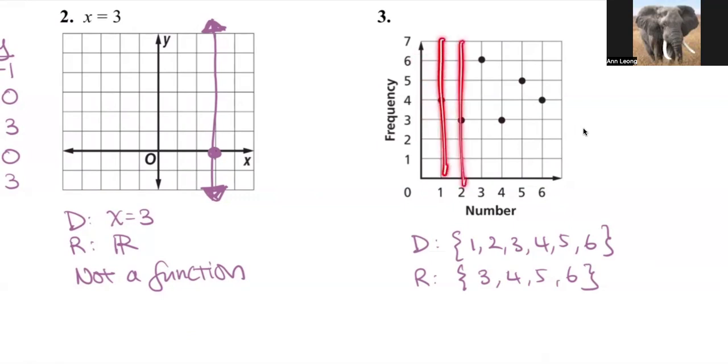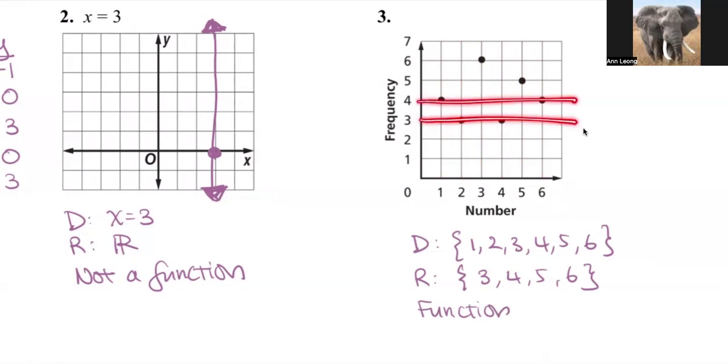Vertical line test only hits one dot each vertical line. So this is a function. However, it's not unique. I see these two share the same output, same y value, so this is not one-to-one.